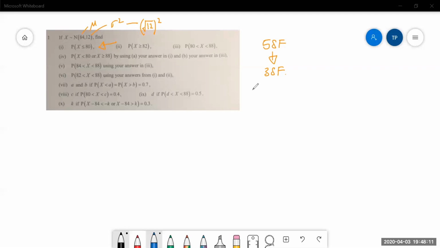Maybe we write the three parts. Done for the first 3 parts? Yes, part 2 also, part 3 also. Bigger than 80.